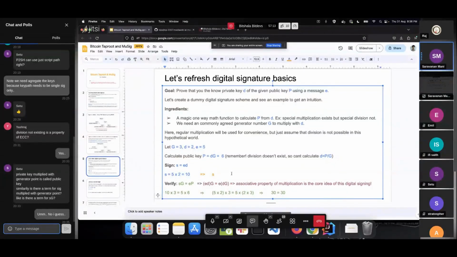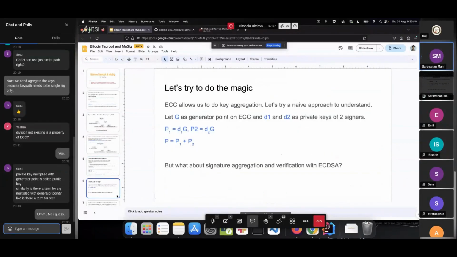But this gives an idea about what a digital signature actually means: the private key, the public key, the message, how the signing is done, how the verification is done. Just the basic schematics of what a digital signature is. That's the basic idea we are trying to get out of here. So, moving to the next slide.